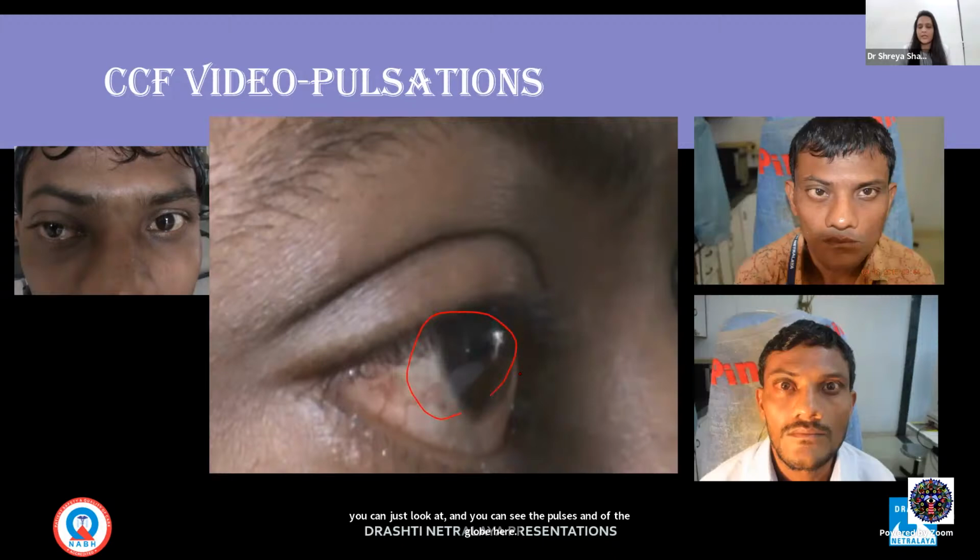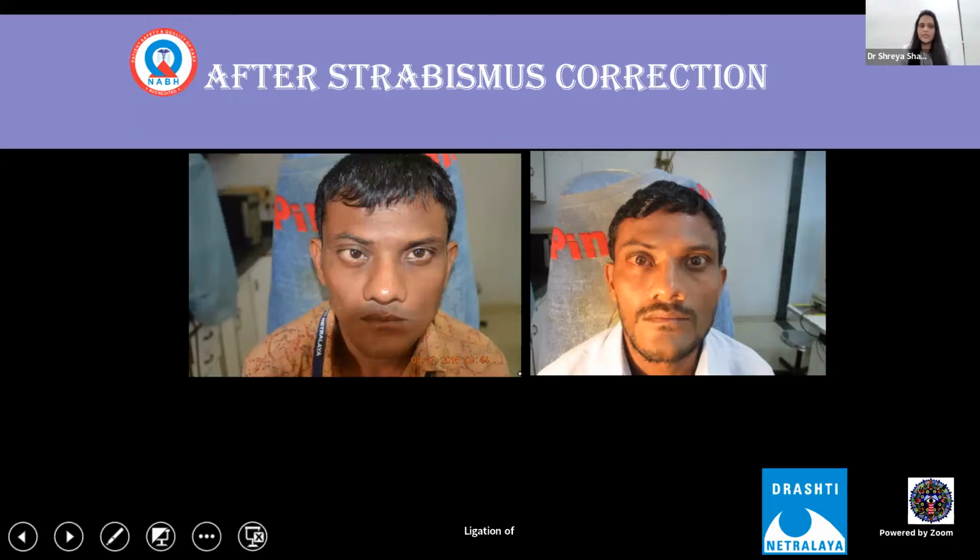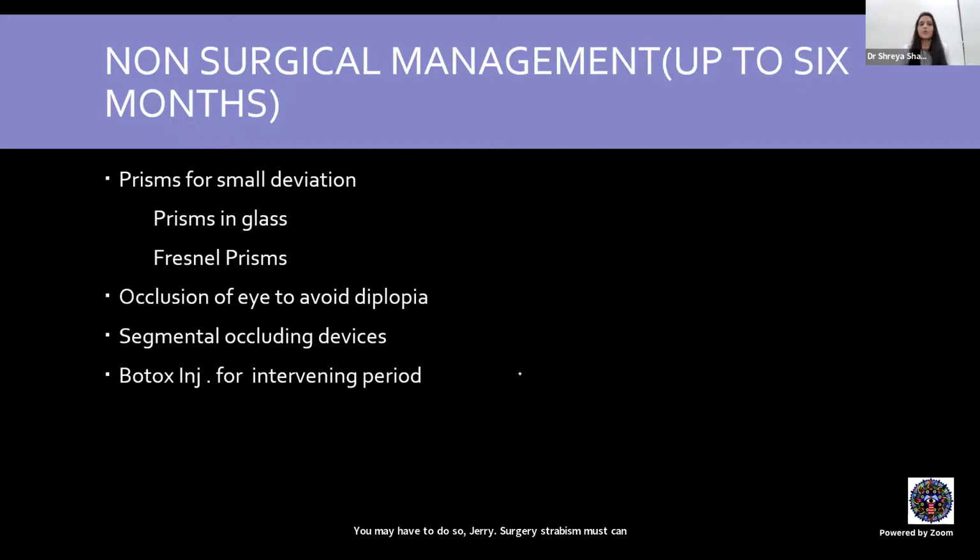After ligation of the vessel, you may have to do surgery. Strabismus can happen just because of the paralysis. So again, whenever you are treating, there can be non-surgical management with prism in glasses, Fresnel prism, occlusion of one eye just to avoid the diplopia, segmental occlusion devices, or Botox injection.